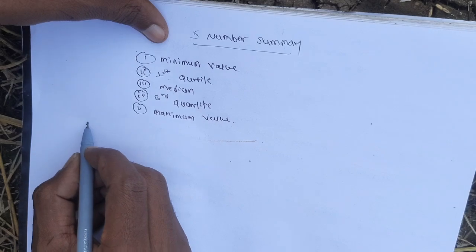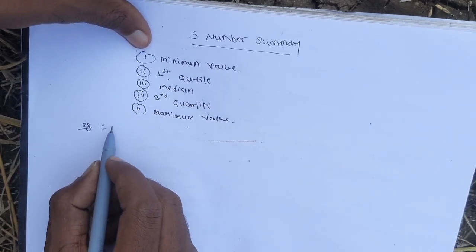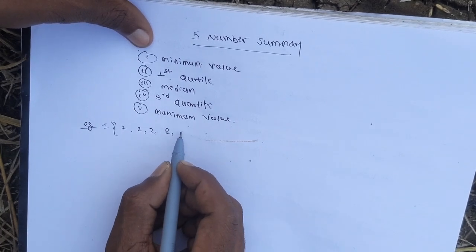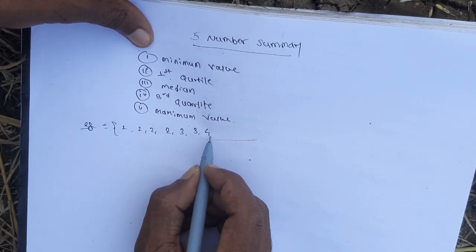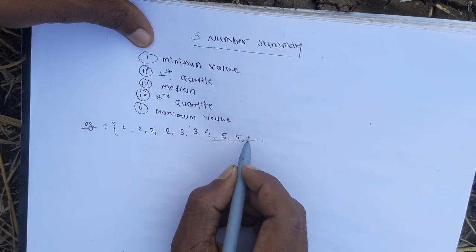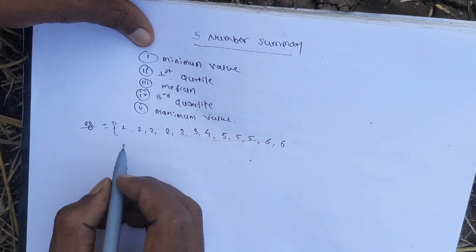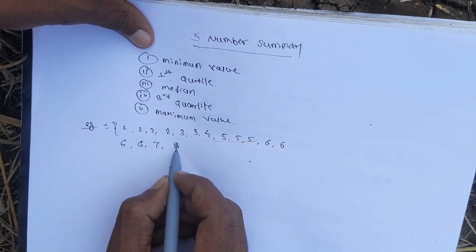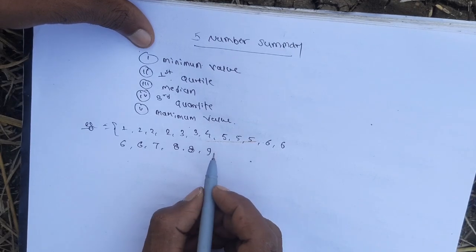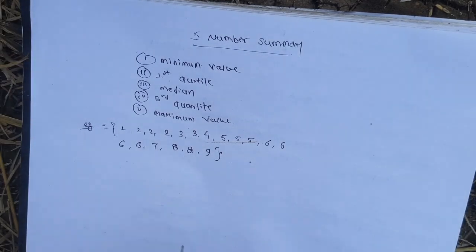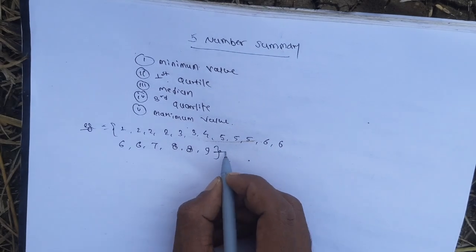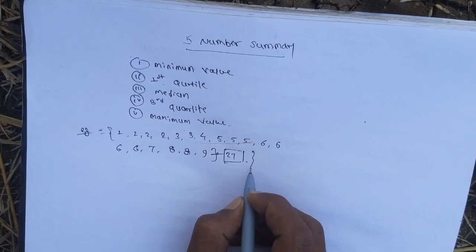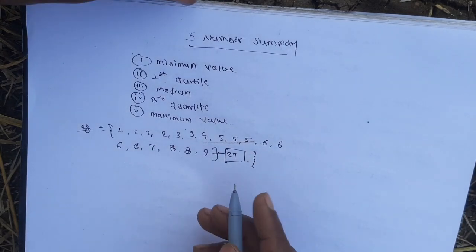So let's get started with the example. We have a data set: 1, 2, 2, 2, 3, 3, 4, 5, 5, 5, 6, 6, 6, 6, 7, 8, 8, and 9. And another is 27 as well, which is an extreme value, so consider that as well. That is all of the data set.